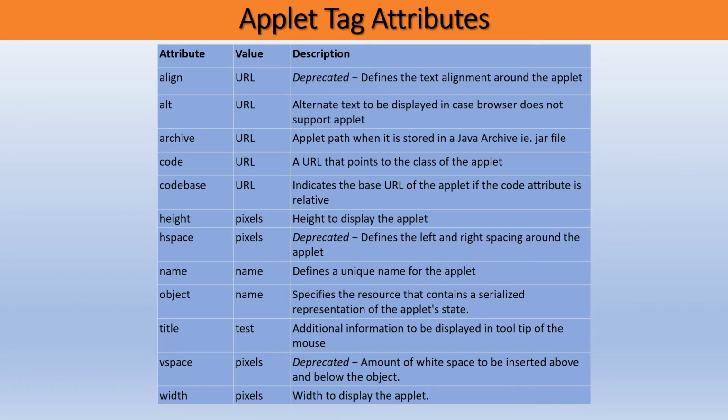Now codebase is also specified with a URL that indicates the base URL of the applet if the code attribute is relative. And there are height and width, two important attributes. Object, title, vspace and width are also important. So this is about the applet tag which can be embedded in the HTML file.